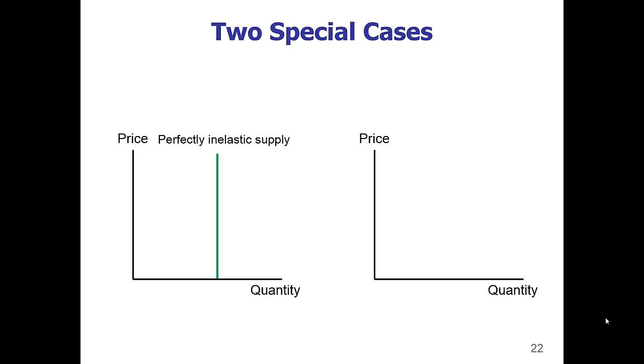So this might be, for instance, you have fixed stadium seating, and no matter how much the ticket prices go up, in the short run, we are constrained to selling only a limited number of tickets. Another special case is what's known as a perfectly elastic supply curve, and this is a horizontal curve.